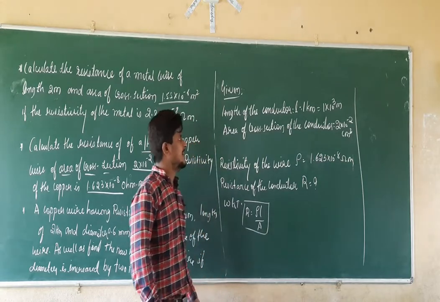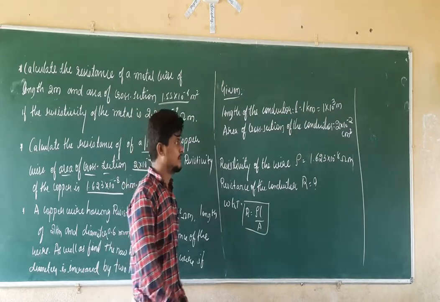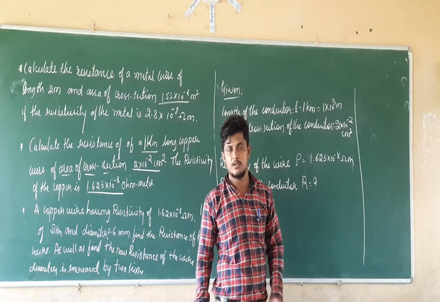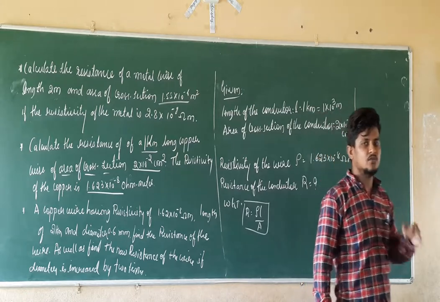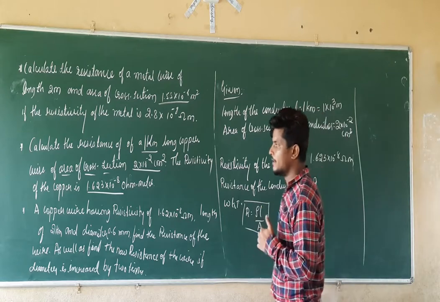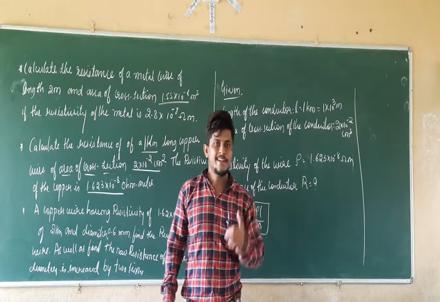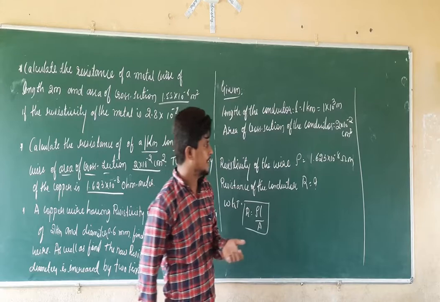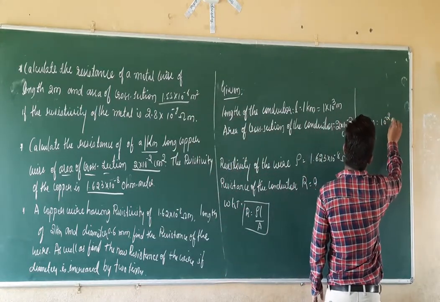Next, the area of cross section of the conductor is given as 2 into 10 raised to minus 2 centimeter square. This centimeter square should be converted into meter square. How are you going to convert centimeter square into meter square? If you remember, 1 meter equals 100 centimeters. In the same manner, 1 centimeter equals how many meters? 1 centimeter is equal to 10 raised to minus 2 meters.